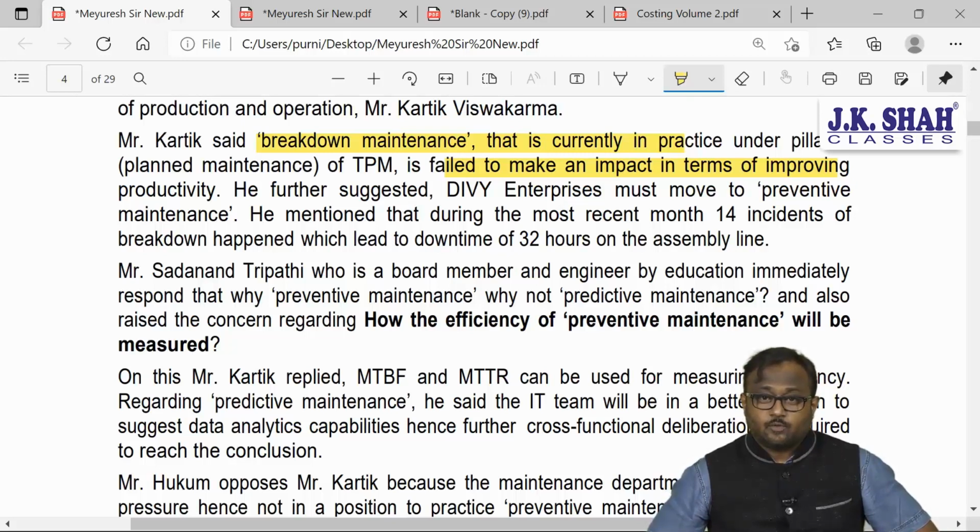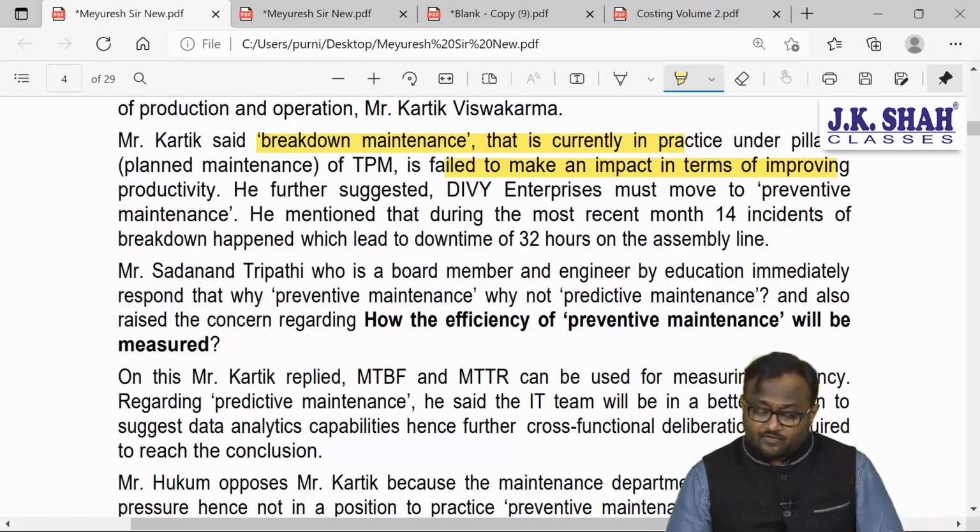We should go for preventive maintenance rather than planned maintenance. Planned maintenance has failed. So basically we have to focus on prevention so that we can avoid breakdown of all kinds. He mentioned that during the most recent month, 14 incidents of breakdown happened, which led to a downtime of 32 hours in the assembly line.